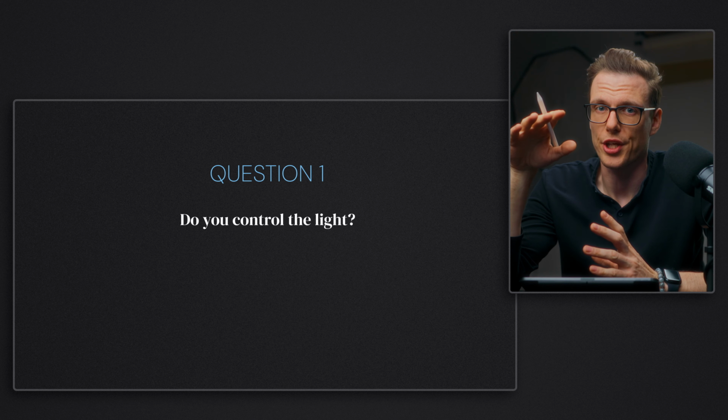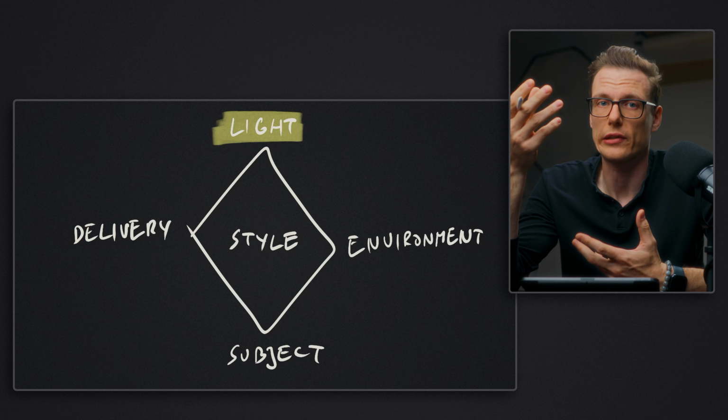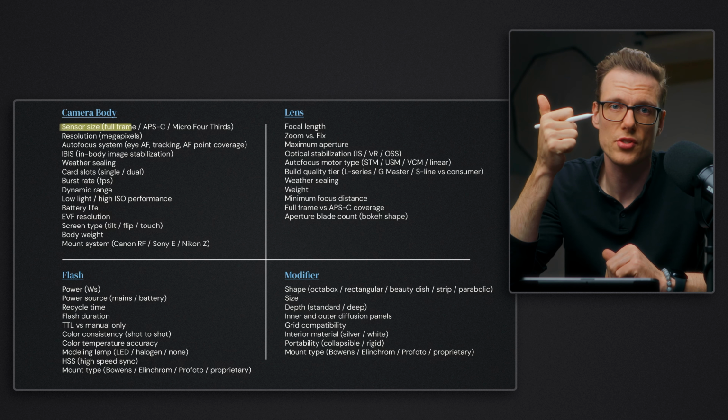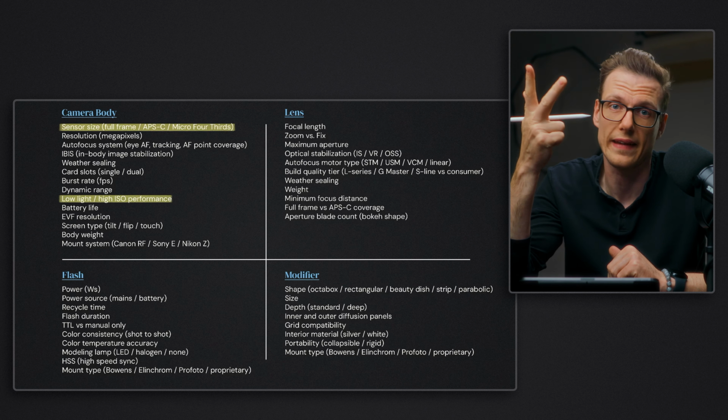And you might be thinking here about the distinction between shooting natural light and flash. But if you shoot portraits, you must control the light, no matter the light source. So what features depend on how well you control the light? Let's start with 3 that are really just one conversation: sensor size, low light performance, and dynamic range.